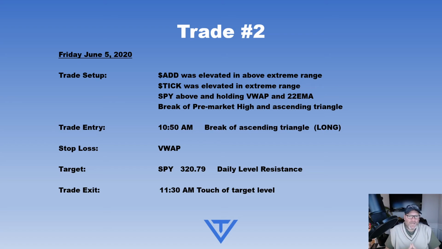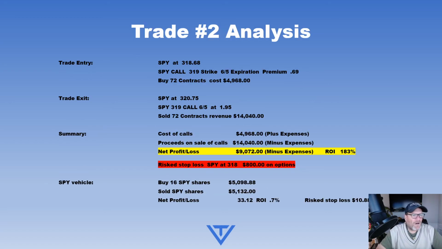So we played the break of the ascending triangle at 10:50. We had VWAP as our stop loss. Our target was the first daily resistance level, which was 320.79, and we touched that target at 11:30. So we were in this trade for 40 minutes. So let's take a look at the trade analysis. There we go.